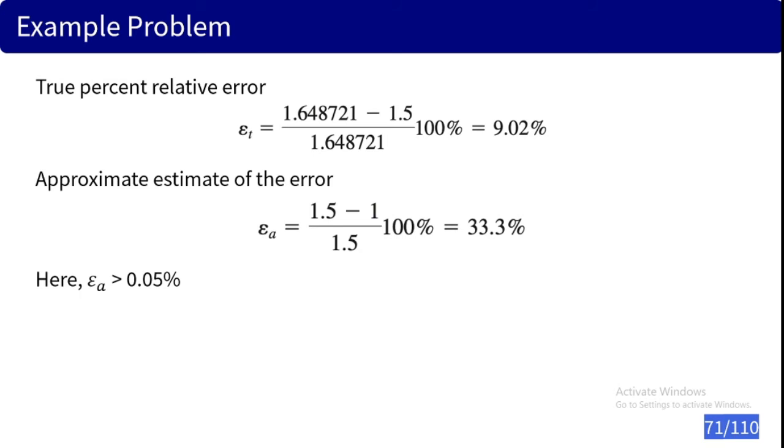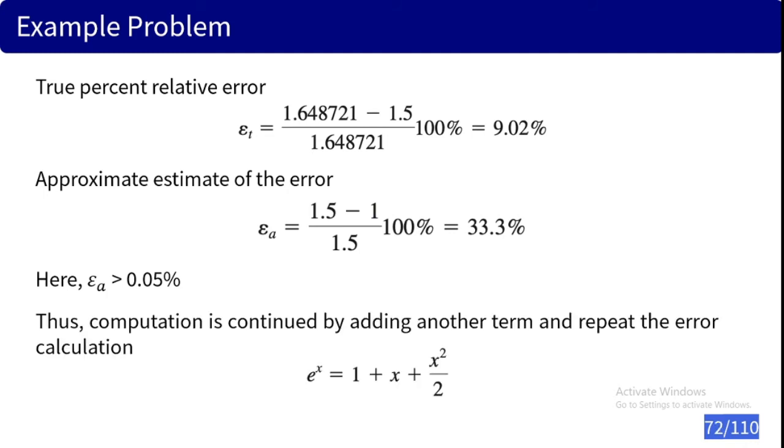33.3% is obviously still above our specified tolerance of 0.05%. So we will not stop our computation; hence we will iterate our computation until the approximate error falls below 0.05%. Okay, so we continue our computation.